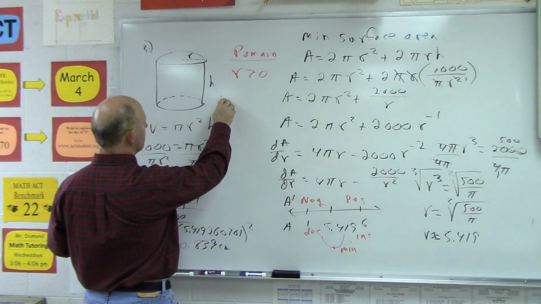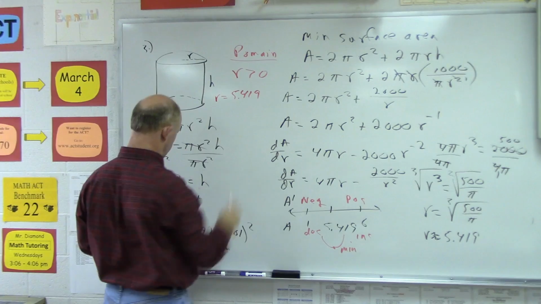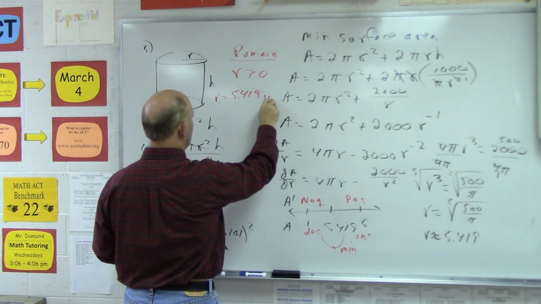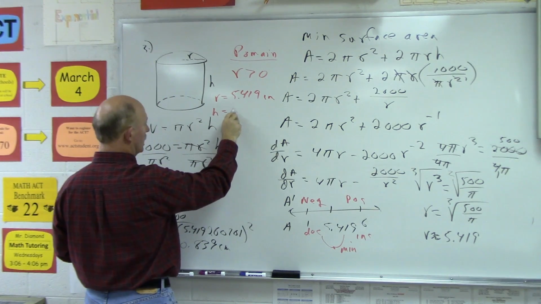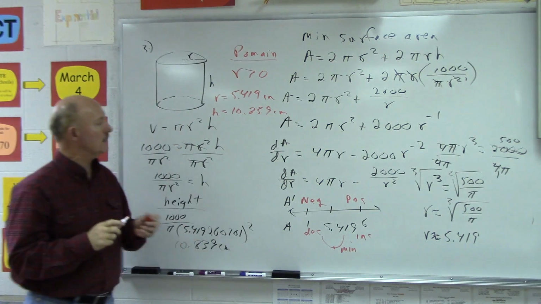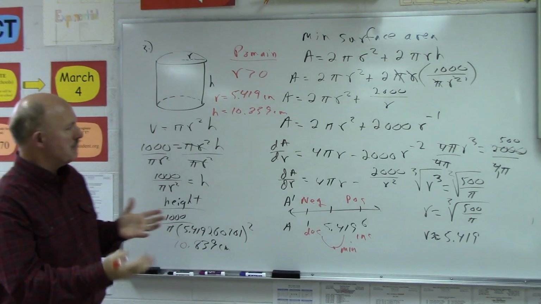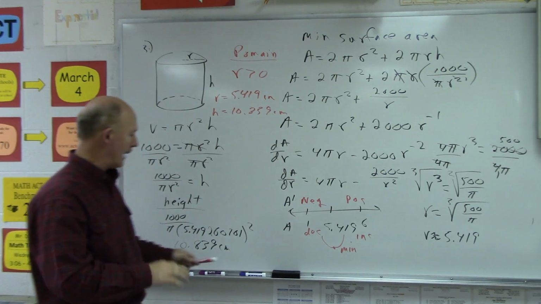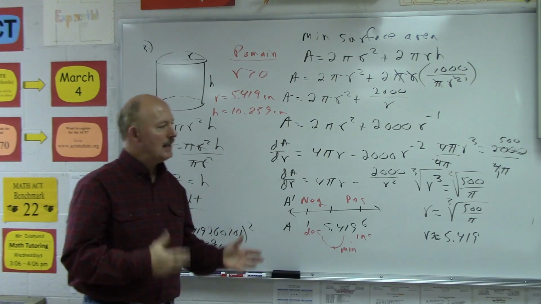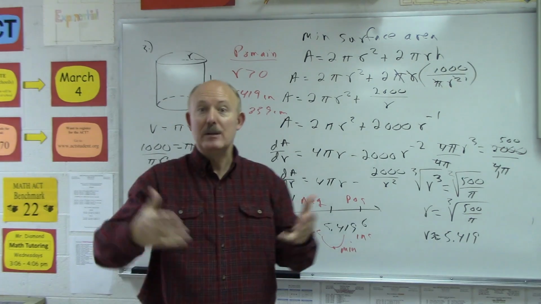We said the radius, so r equals 5.419 centimeters, and the height is equal to 10.839 centimeters. So we got our radius and we got our height. So this is a pretty good example of a minimum surface area. This is the type of problem engineers work with all the time because they want to minimize the amount of material they use.